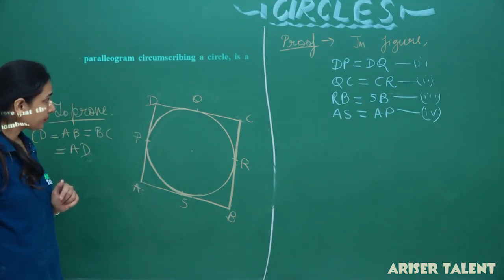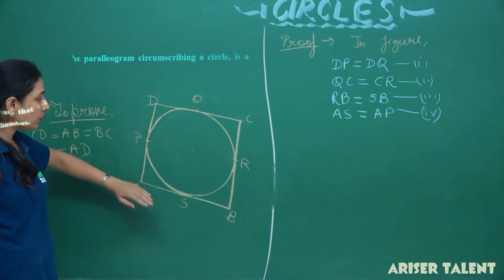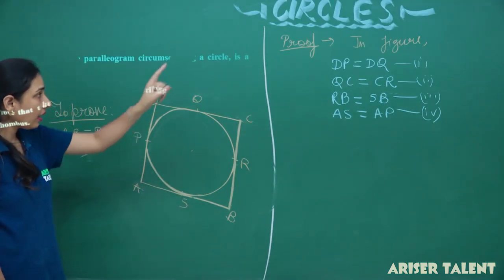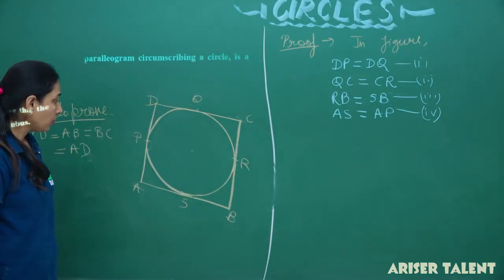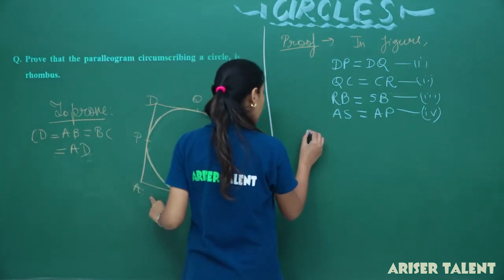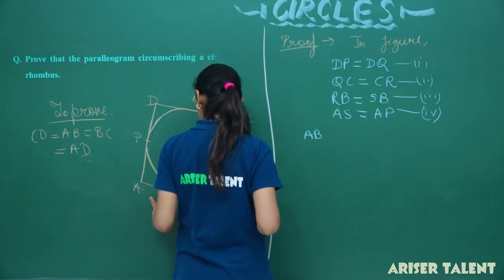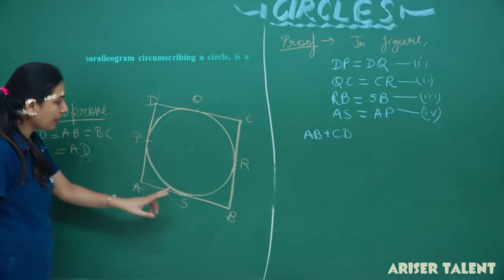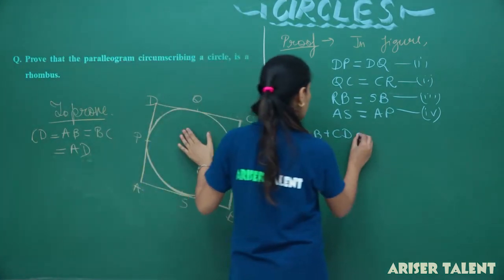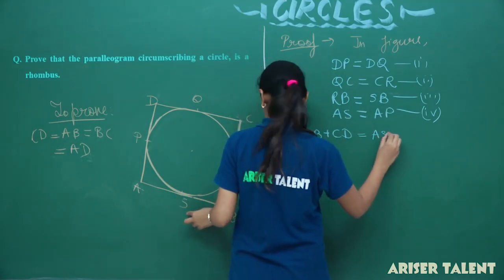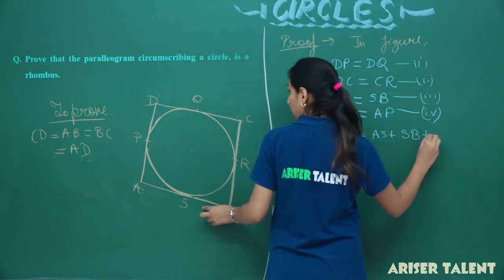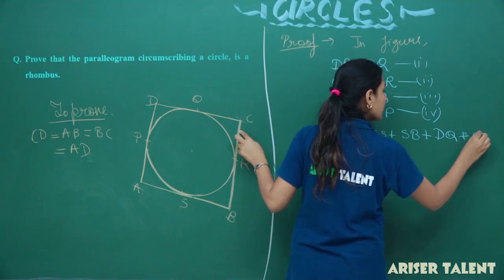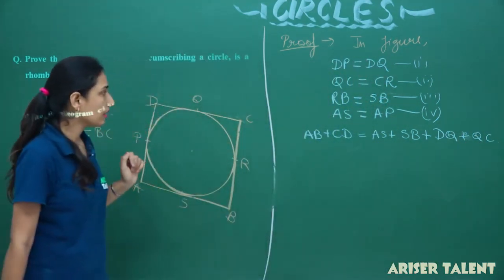Okay. So, if these two are equal, can I use the property that AB equals to CD to prove that all these sides are equal by having this relation in it? Okay. So, what will I do? I will have the summation AB plus CD. Okay, so now if I am taking AB and CD, what will I have? I will have AS plus SB plus DQ plus QC. I am having this, right?